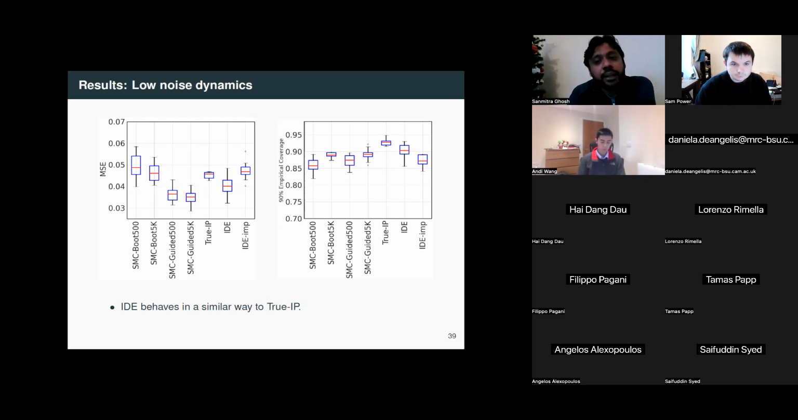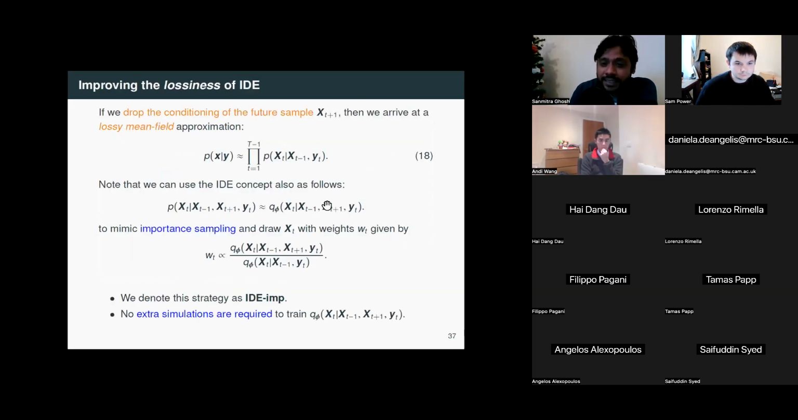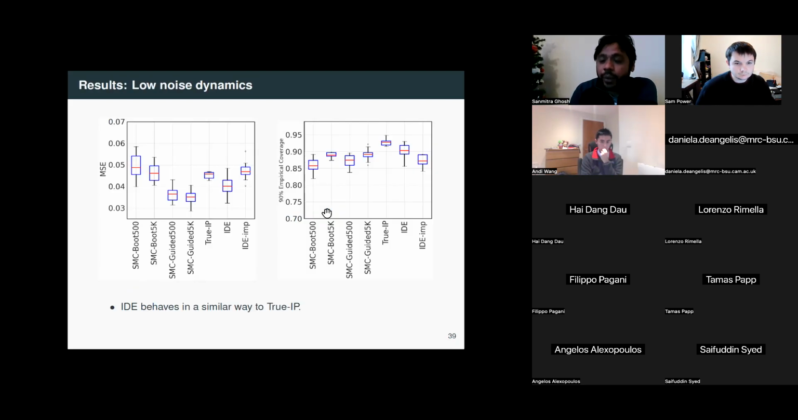And if I look at the empirical coverage, again we see the same thing, that ID is better than everything else because the actual quantity is better than everything else. That means the normalizing flow is doing a very good approximation of the true thing. But the importance distribution is also working. Going back to this approximation, it is also working quite well, hopefully. So this is behaving similarly to the SMC.